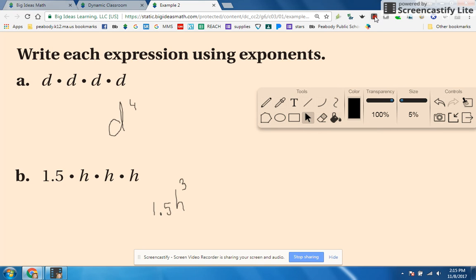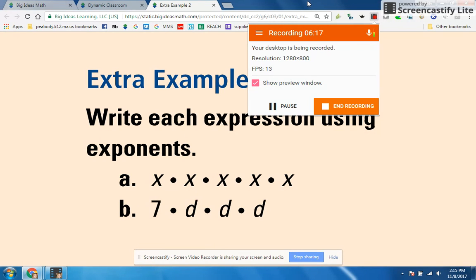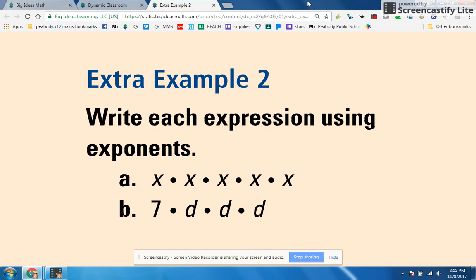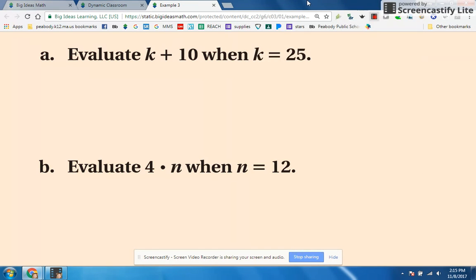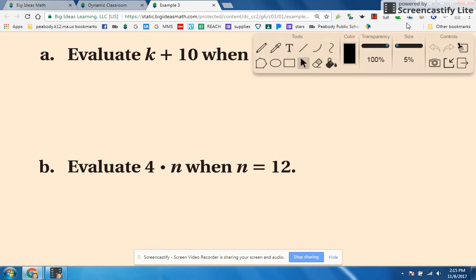So let me give you one of these to try. Okay, pause and try this. You're just writing it with an exponent. So whatever's being constantly multiplied, that's your base. And then however many there are, that's going to be your exponent. If there happens to be a random number, that just goes right in front as a coefficient. So try these 2.